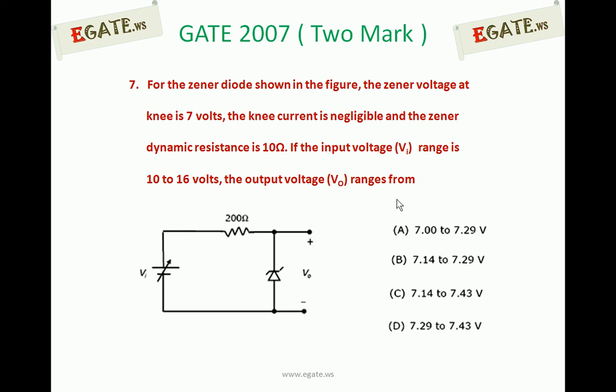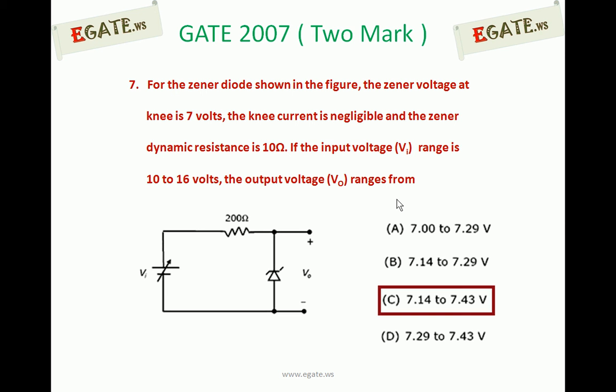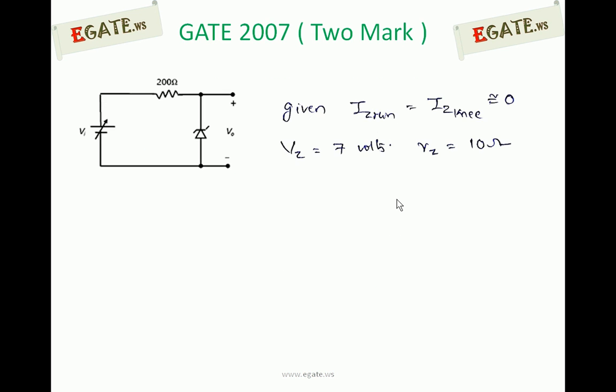Given Zener voltage is 7 volts and Zener resistance is 10 ohms. If the input is changing from 10 to 16 volts, what can be the output voltage? So what is the minimum and maximum output voltage for the given input range? The correct answer for this one is 7.14 to 7.43 volts. Answer is C. We'll see the details.